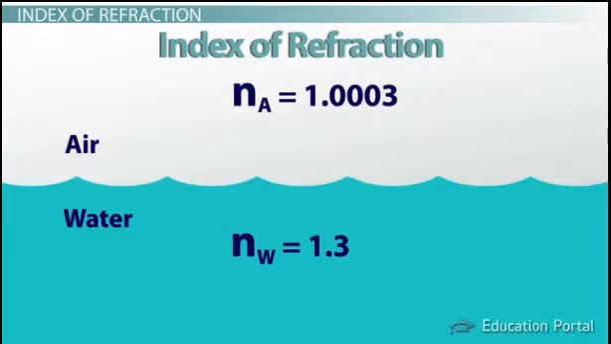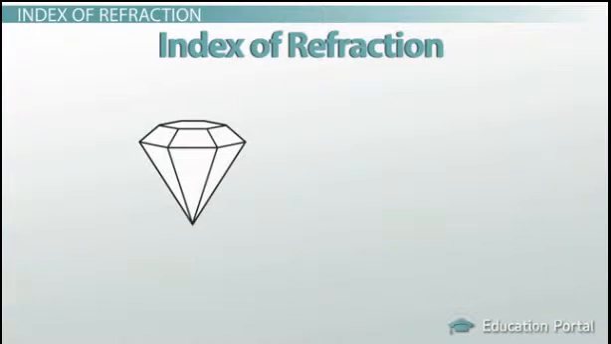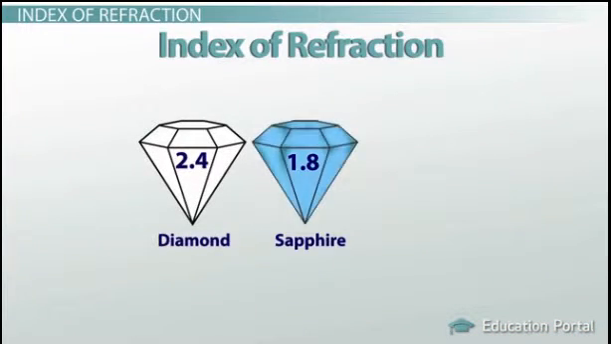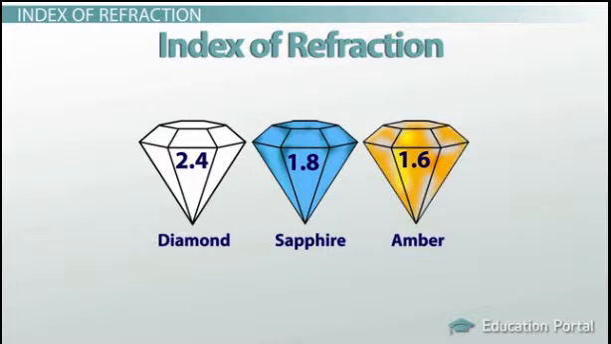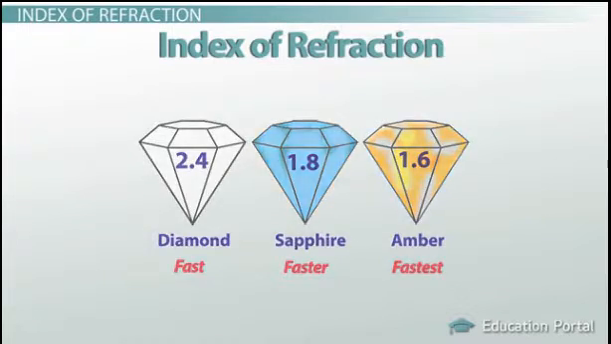The larger the index, the slower the light travels through that medium. The index for diamond is 2.4. For sapphire, it's 1.8, and for amber, it's 1.6. So light travels faster in amber than in sapphire, and faster in sapphire than in diamond.